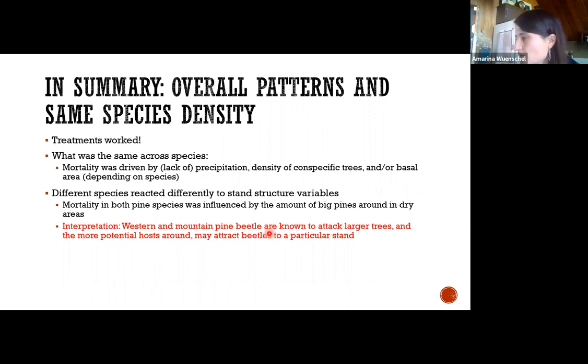And also there's a few things that were different among the species, and one of the important ones was that mortality in both the pine species, so the ponderosa pine and the sugar pine, was influenced by the amount of big pines around in the drier areas. And so, like I said earlier, we think that probably has to do with the fact that western and mountain pine beetles are known to attack the larger trees. And so the more potential hosts around, it might attract beetles to that particular stand.